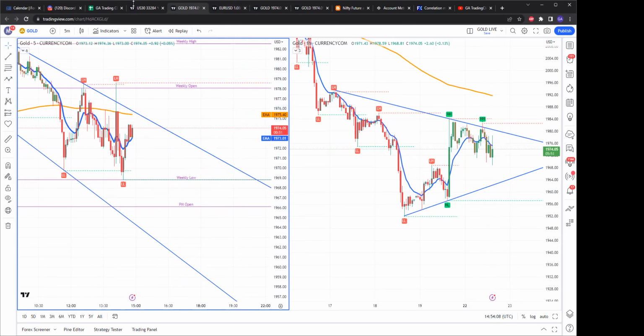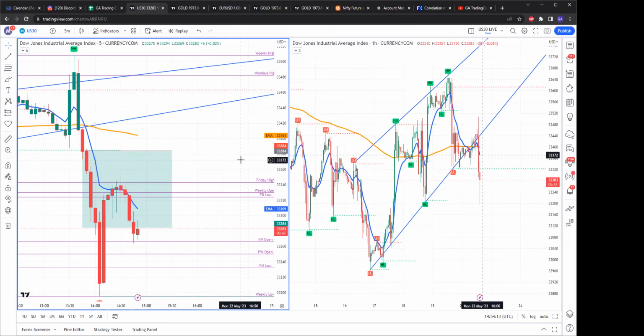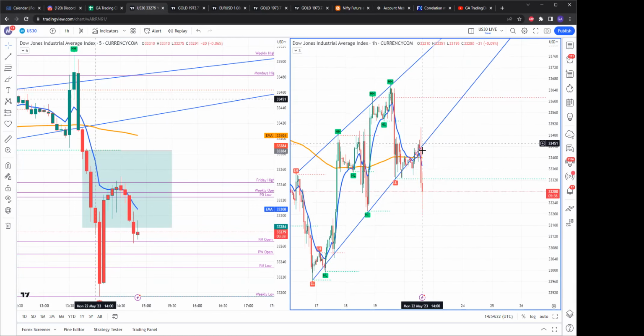US 30 was the trade of the day. You know, I love trades like those. Hit TP, no drawdown, no nothing. So any other questions? I do expect US 30 to keep pushing down. However, you see the difference between US 30 and gold. This hourly candle closed below this static trend line, and then this next candle is also pushing below.